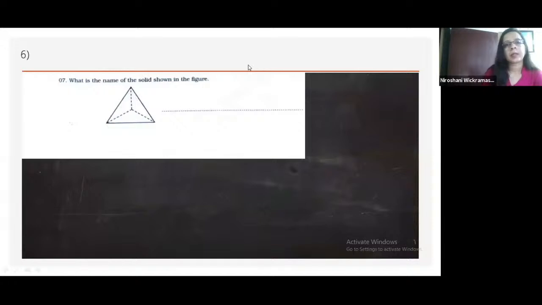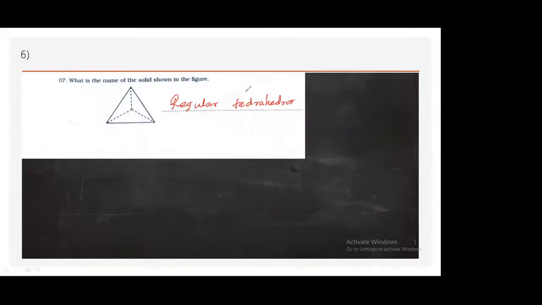Question number 6. What is the name of the solid shown in the figure? Regular tetrahedron. Right? Regular tetrahedron. Sorry, here should be T. Next one.